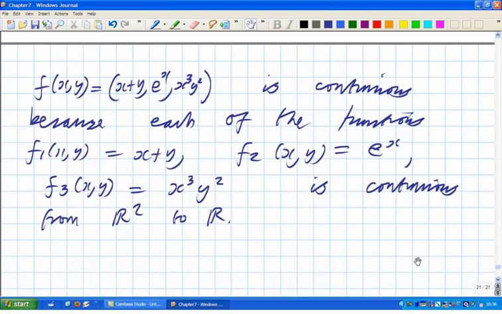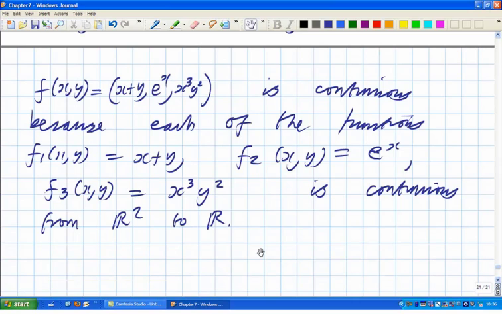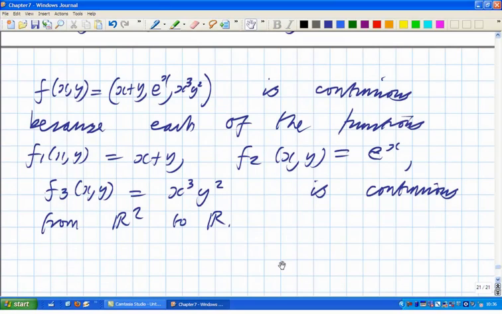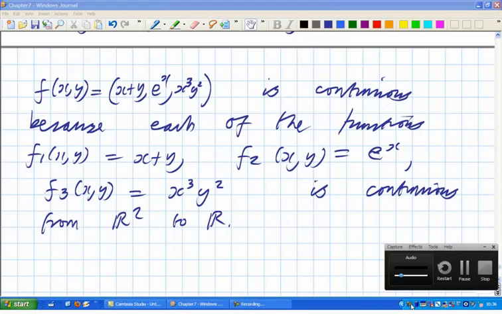So as long as each of the functions making up your vector function is continuous, then you end up with a continuous function. And if any of the three are discontinuous, then you get a discontinuous function. It's no good just having two continuous functions and one discontinuous one. That will give you a discontinuous function. And we've seen a few discontinuous functions already. So we know that it's possible to make discontinuous functions, even if we don't meet very many of them.